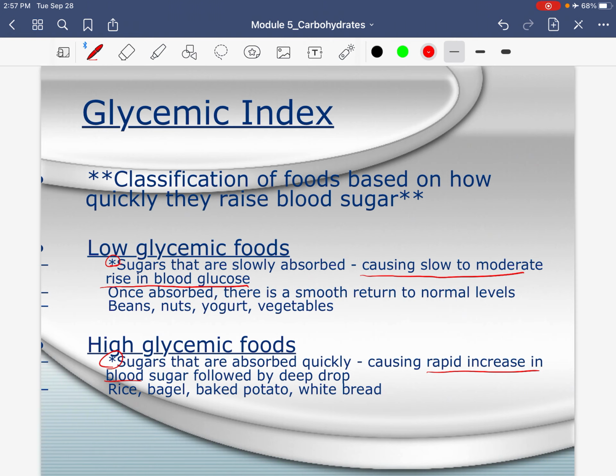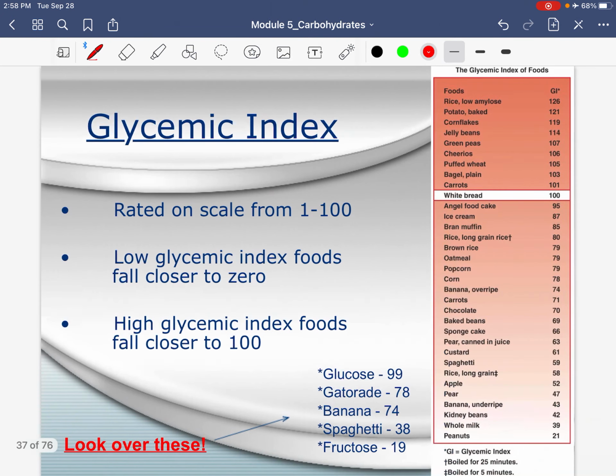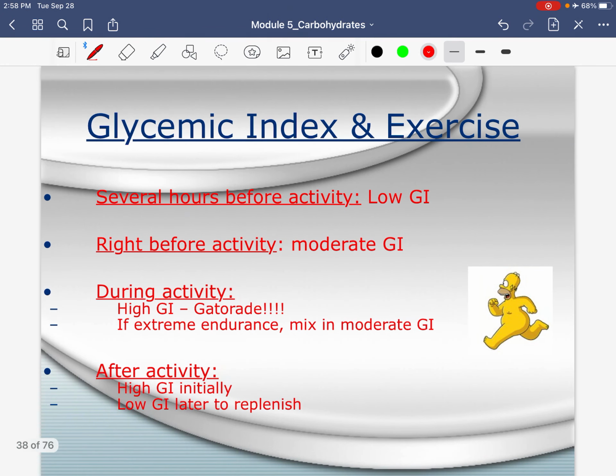Because one of the potential problems with a high glycemic food is it is absorbed so quickly and it raises blood sugar so quickly that after the quick effects are gone, it could lead to an energy crash. Here is a scale. The higher the number, the higher the glycemic index, or it raises the blood sugar faster. I'm not going to ask you any of these in particular. It's just a thing for you to look at.